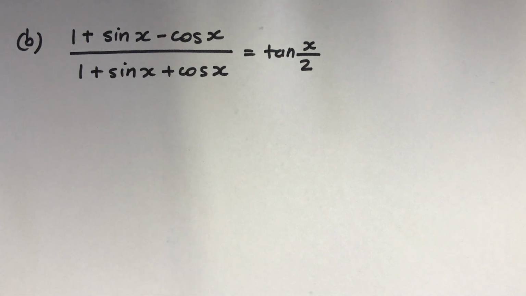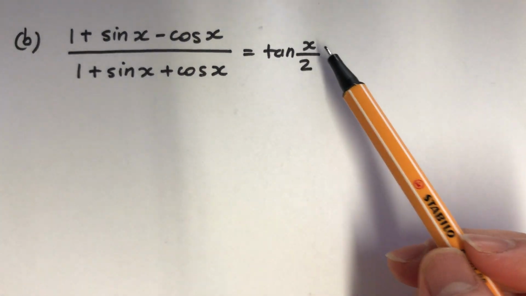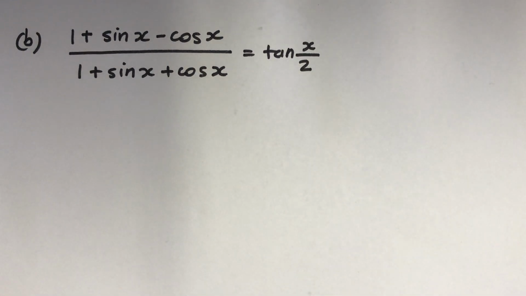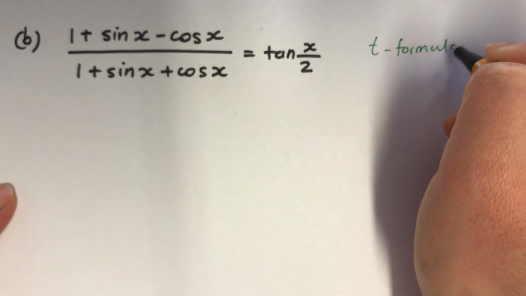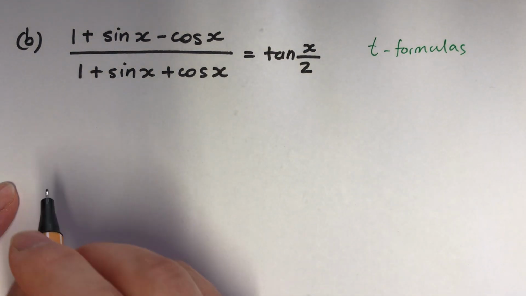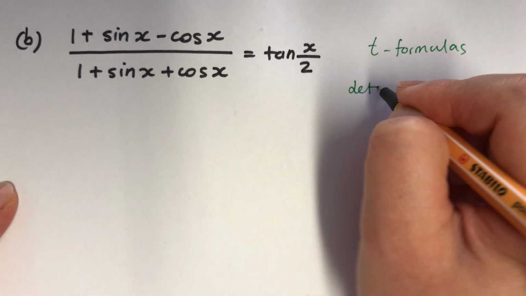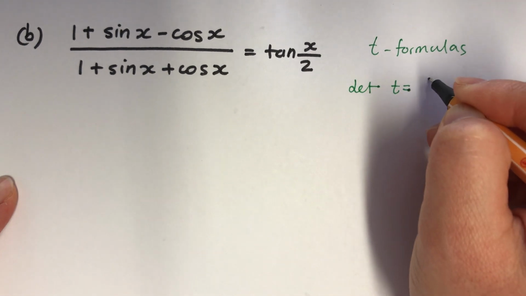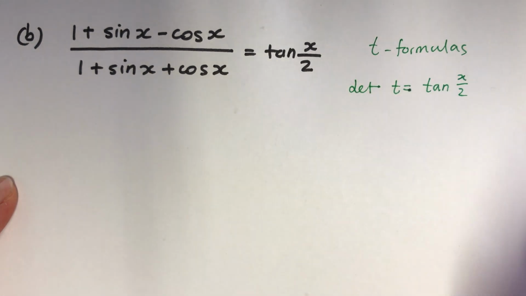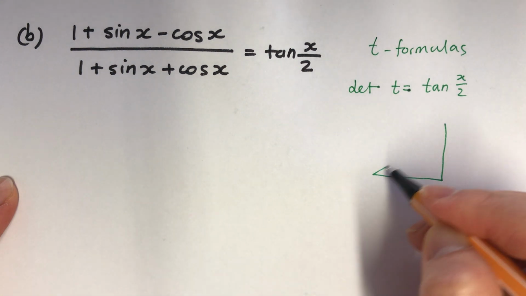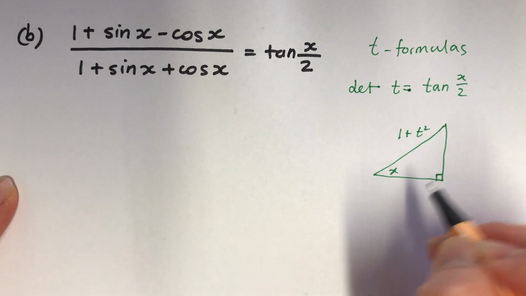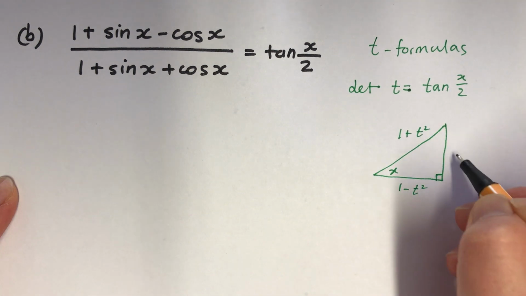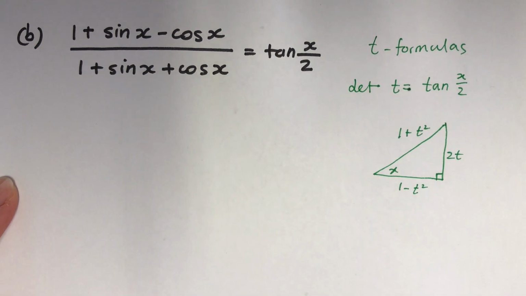Let's have a look at this. This one, as soon as you see x over 2, you should have some sort of feeling coming to you saying, I need to use the t formula. Yeah? And if you did, well done. So I'm going to let t equal tan x over 2. And I'm also going to use the triangle. I know there's a few ways of memorizing this, but I like to remember this way.